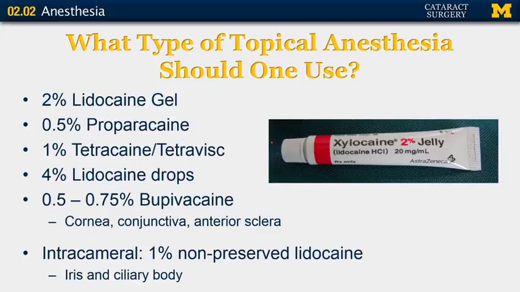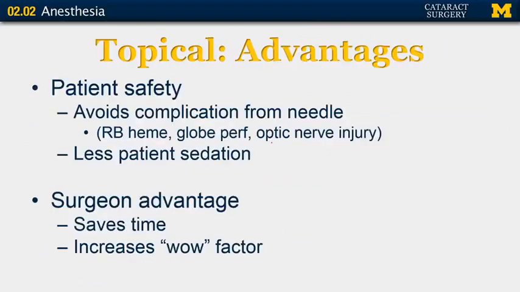There are several different types of topical anesthetics that you can use. There's 2% lidocaine gel, 0.5% proparacaine, tetracaine or Tetravisc, 4% lidocaine drops, and bupivacaine. Again, these anesthetize the cornea, conjunctiva, and anterior sclera. Often, these drops or gels are used in conjunction with intracameral anesthetic, which is placed in the anterior chamber. 1% non-preserved lidocaine is used and provides additional anesthesia to the iris and ciliary body.